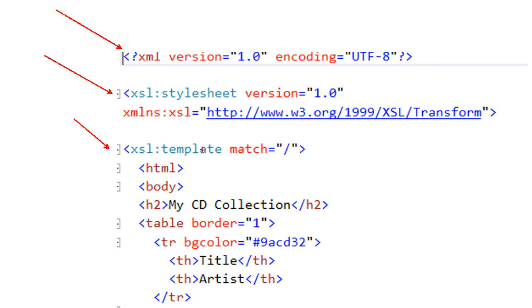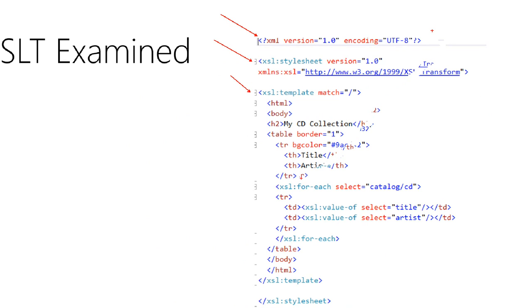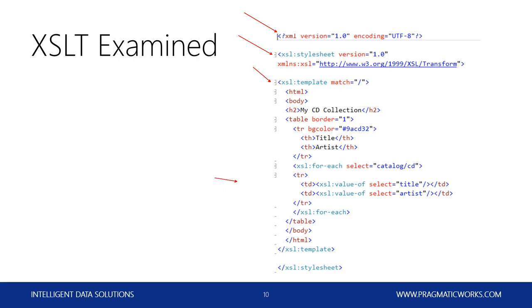That's fine. Anyway, template match. That'll match once here, and then we'll go down and do an XSL for-each. Right here, that's our XPath expression. And then we'll do value-of select to populate.